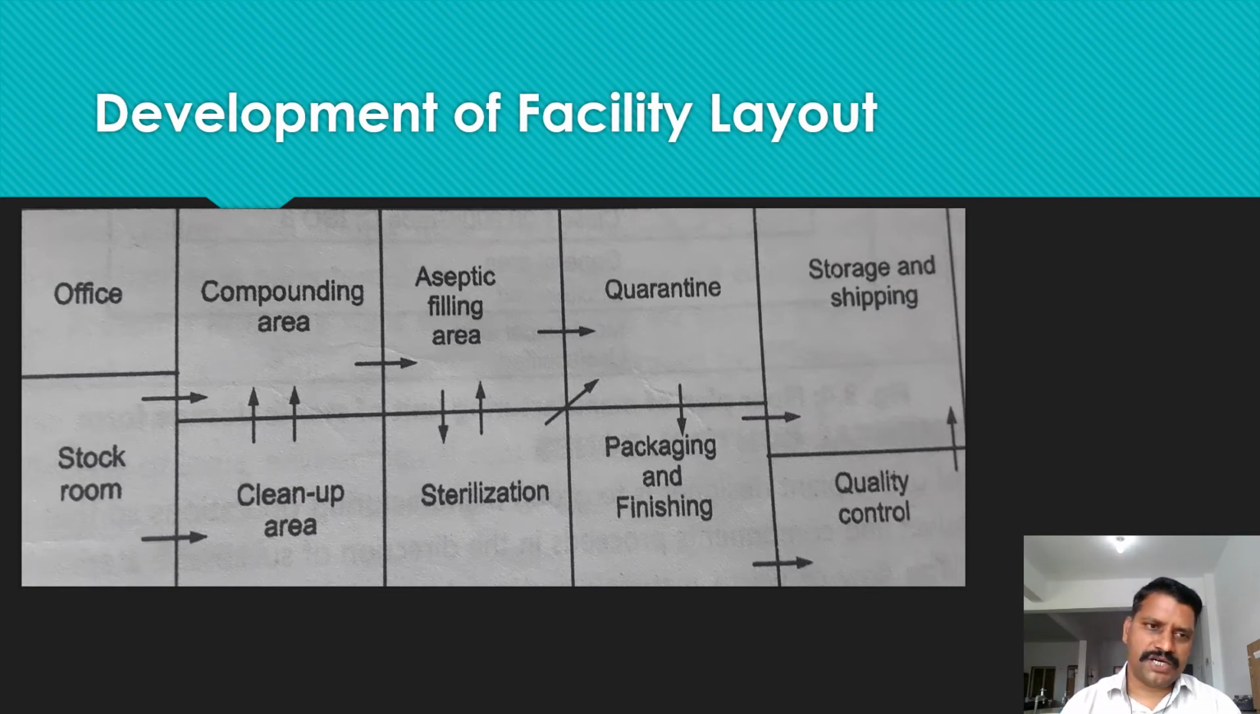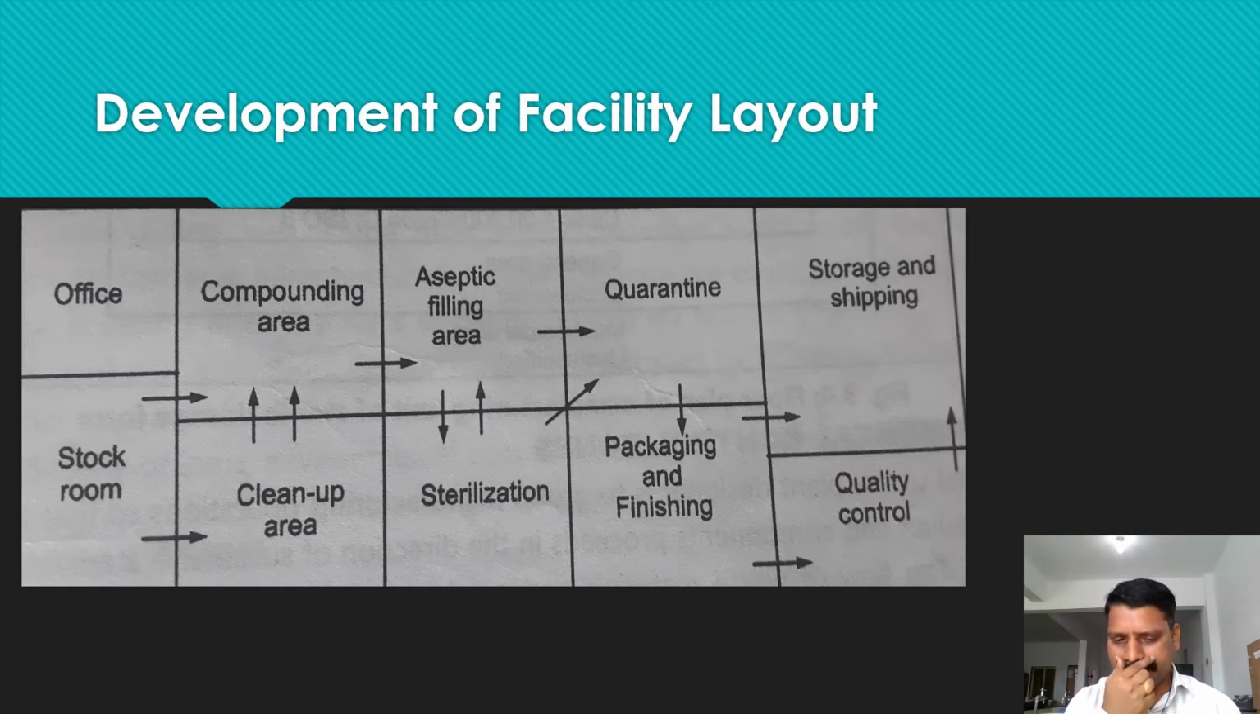So in this image you can see the different compartments or different areas of a pharmaceutical industry where the parenteral dosage form is going to be manufactured. So there is the office, then stock room, compounding area, cleanup area, aseptic filling area, sterilization area, quarantine area, packaging and finishing area, QC area, quality control area, and storage and shipping area. So these are the different areas of parenteral production facilities.